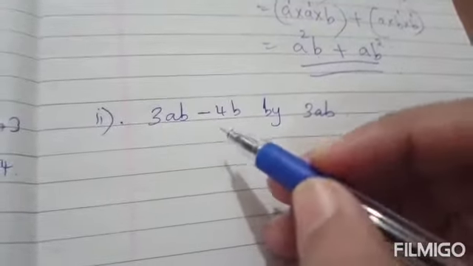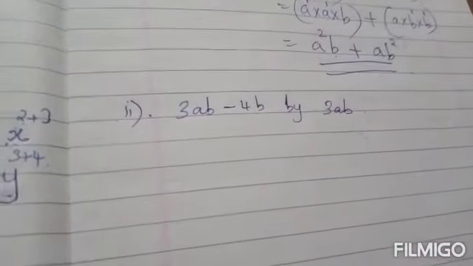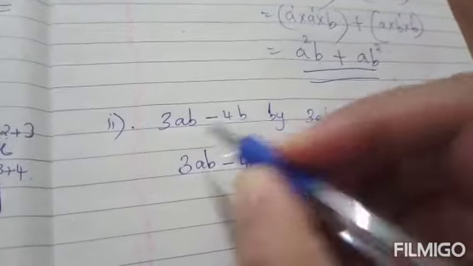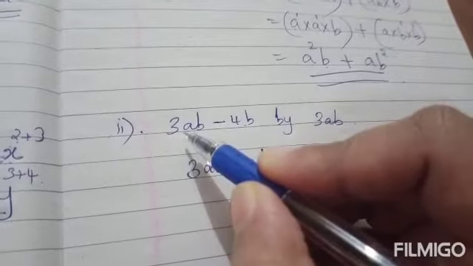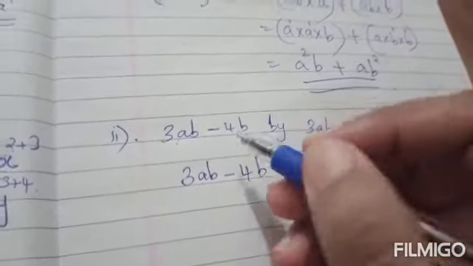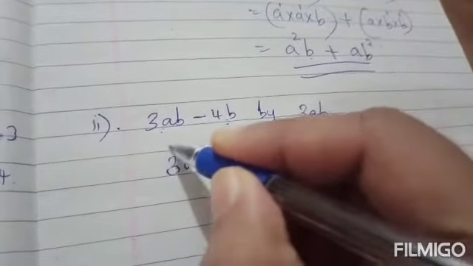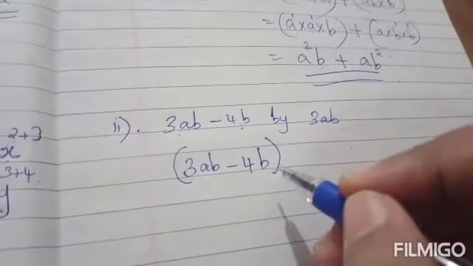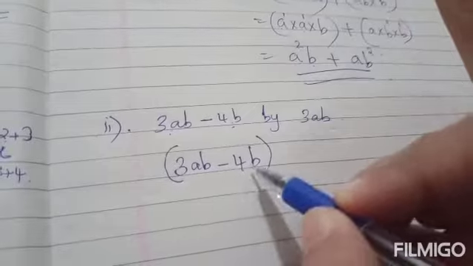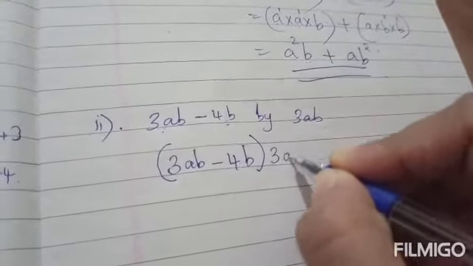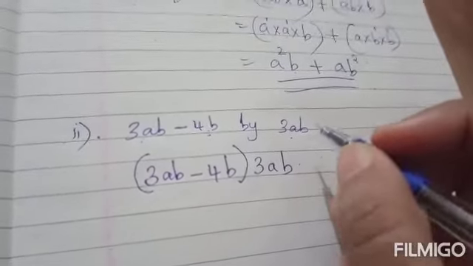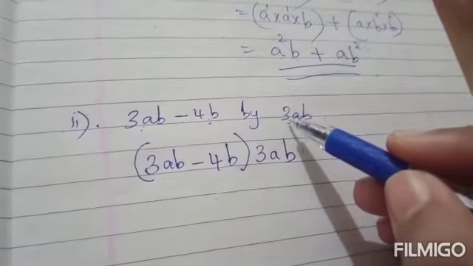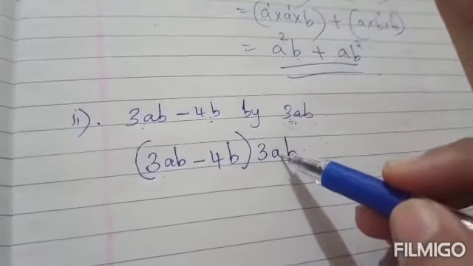Next question is multiply 3AB minus 4B by 3AB. So how can you write this? 3AB minus 4B, this is a binomial. It has two terms, 3AB and 4B, and they are separated by minus sign. So 3AB minus 4B you can put in one bracket. That means you have to do the multiplication. 3AB minus 4B into 3AB. 3AB is a monomial. There is no plus or minus sign here, so it contains only one term, that is it is a monomial.